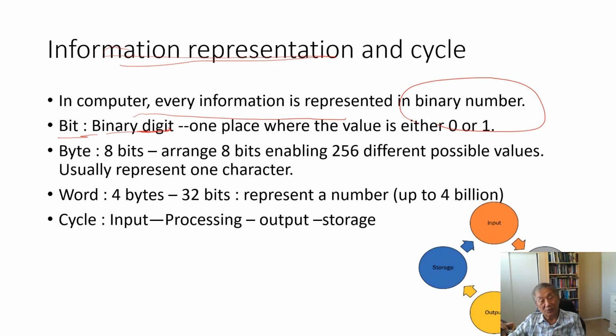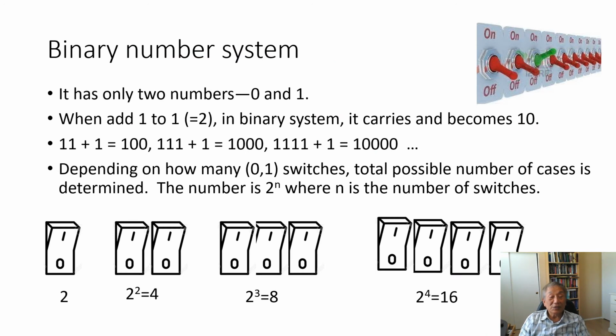The 32 bits represent a number whose maximum is 4 billion something. Then there's a cycle: input, processing, output, and store. Input, processing, output, store, things like that, cycles. So I just gave a little more explanation.